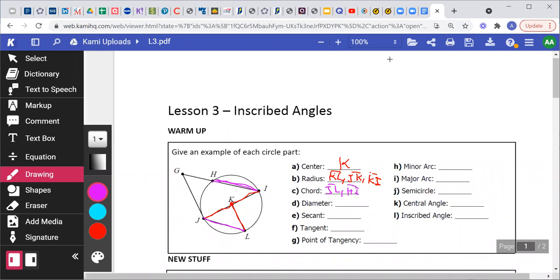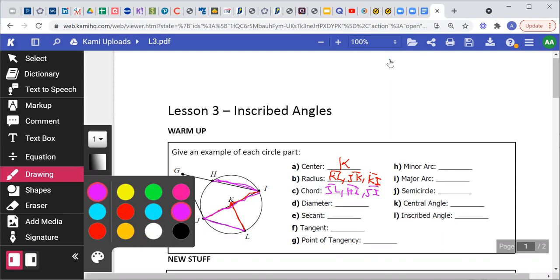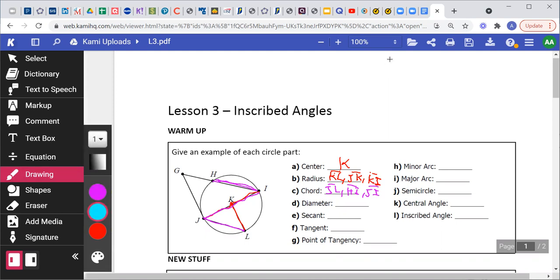And another chord is definitely from J to I, because J is on the circle, I is on the circle, even though it's a diameter. So JI is also a chord. And the diameter is definitely the longest chord, and it passes through the center. So I'm going to draw a chord that passes through the center, and that's what we call the diameter, JI. It's a chord and also the diameter.